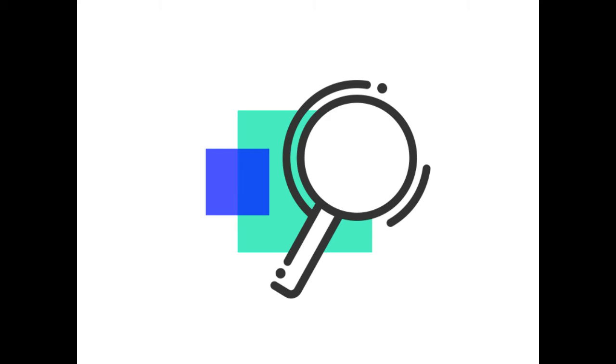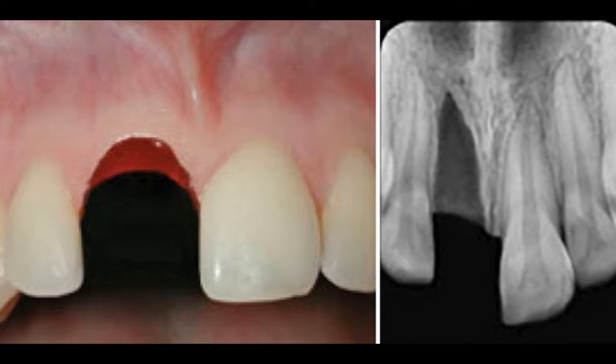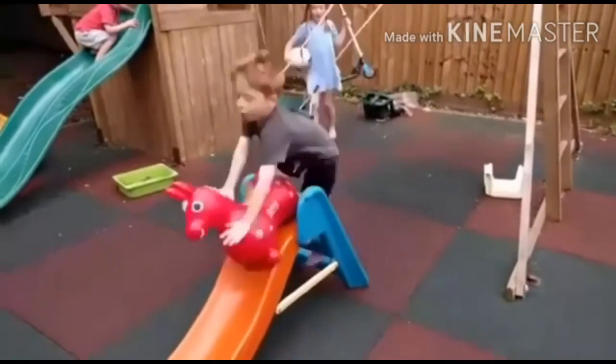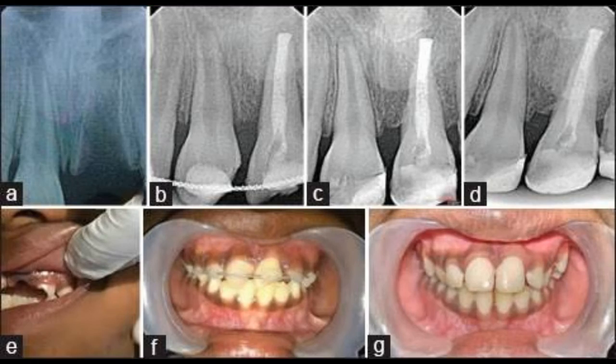I am Dr. Dinesh. Today we are going to see about Avulsed tooth. Whenever a tooth comes out along with its root during a trauma or an accident, it is called an Avulsed tooth. This commonly occurs in children. Now let's see its clinical management.